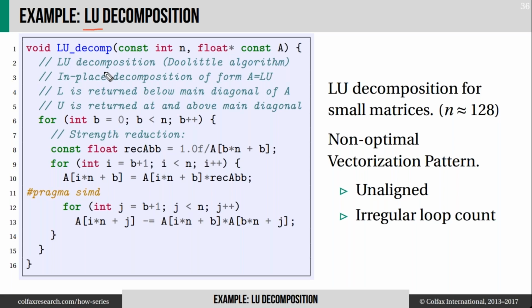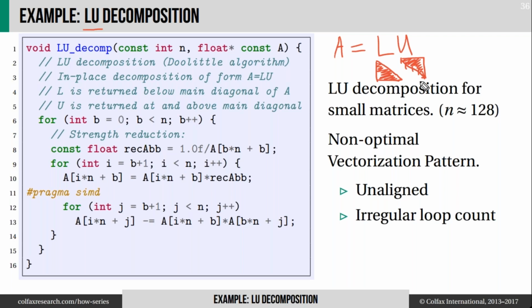LU decomposition is a standard operation in linear algebra. It takes a non-degenerate matrix A and represents it as the product of two matrices, L and U. The idea is that L is a lower triangular matrix, and U is an upper triangular matrix, meaning that in L, all elements below the main diagonal are non-zero, above the main diagonal 0. In U, also only above the diagonal you have non-zero elements, and on top of that, on the diagonal, you have ones.